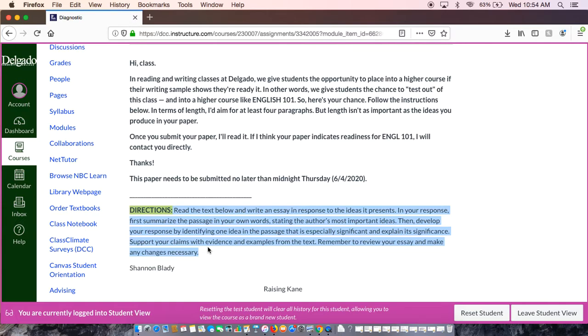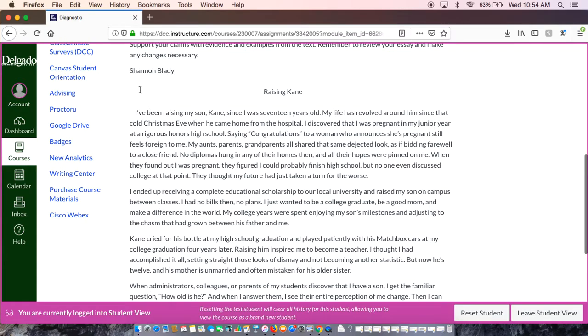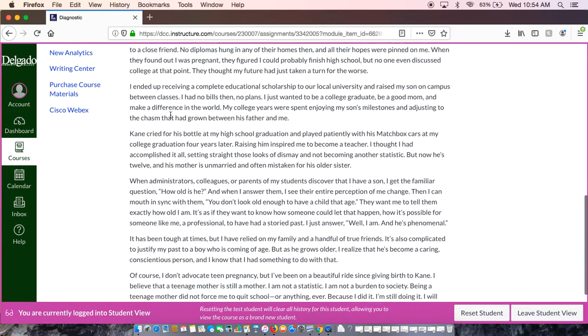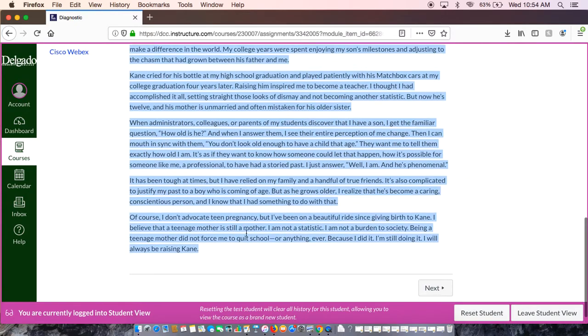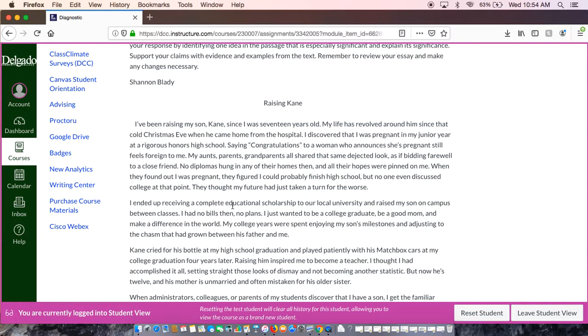So let's go through it one by one, step by step. Number one, read the text below. Here's the text below. Shannon Blady, Raising Cain. There it is. Read it. I would just read it once just to get a general sense of what it's about. Oh, this is about whatever. Just so you can answer the question if someone asked you, what is it about? Then read it again. Now that you know what it's about, what is it saying?